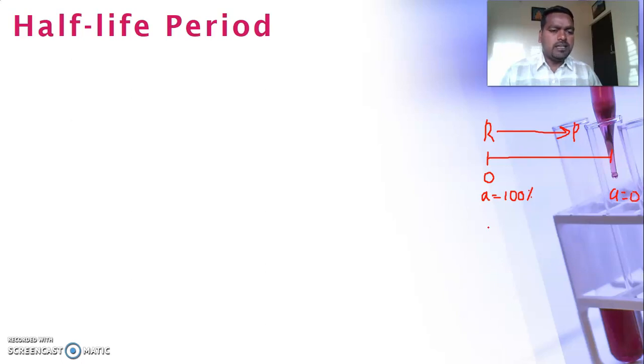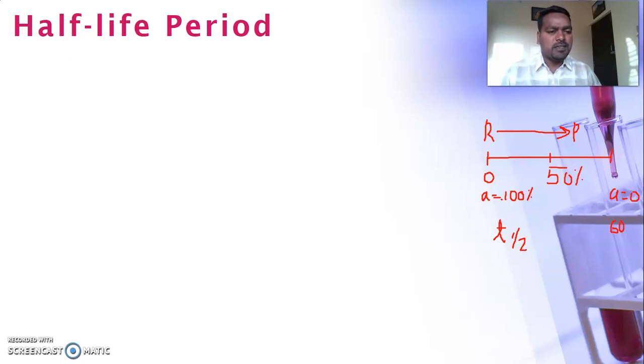Imagine the reaction is going to take 60 minutes for completion. Now it is 100%. Now the reaction is started, and the reactant becomes 50%. That means 50% of the reactant is converted into product. To convert into 50%, it takes some time. This time is called the half-life period.